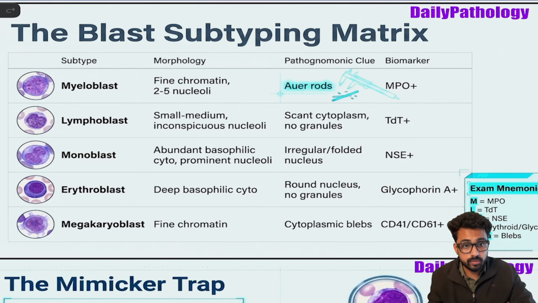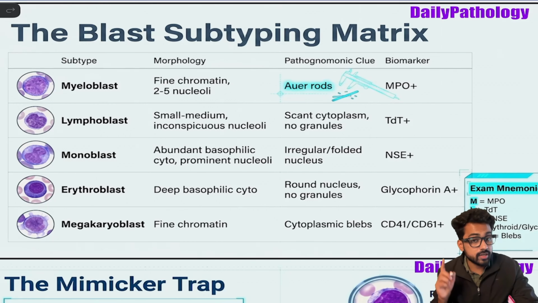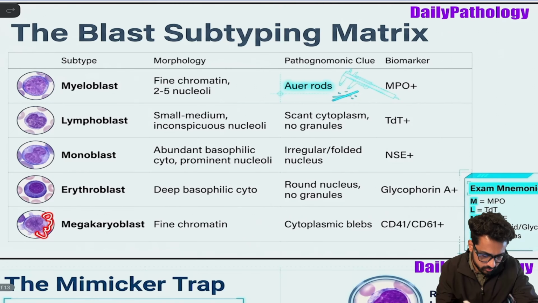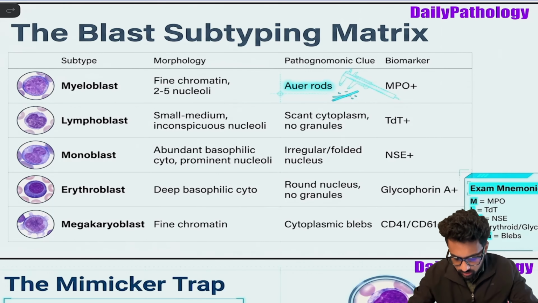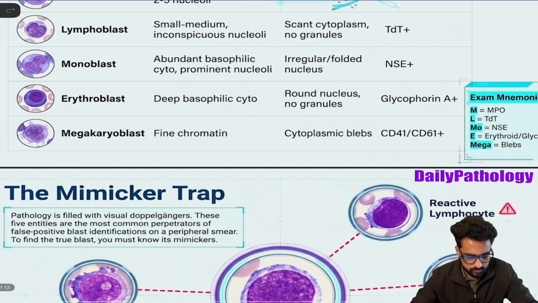Next is megakaryoblast, which has fine chromatin, you can see in the image, and a very important clue is the cytoplasmic bleb. Here you can see these are the blebs, cytoplasmic blebs or extensions, which is an important clue. Then what is the biomarker? That is CD41 or CD61 positive. So these are the clues for you to identify these various blasts. There are more, but these are the short list.